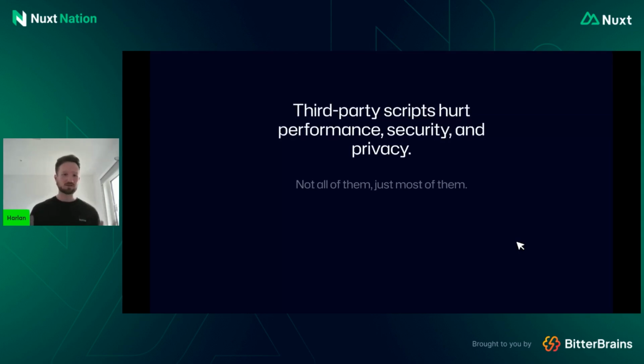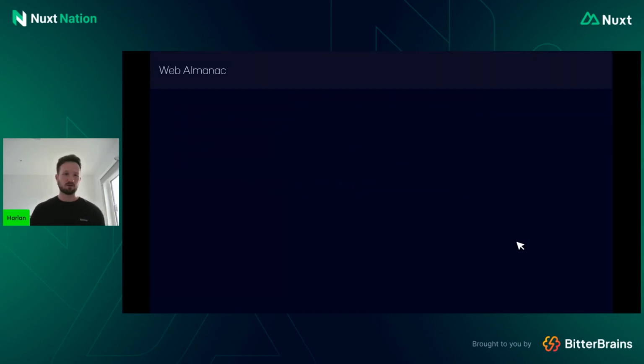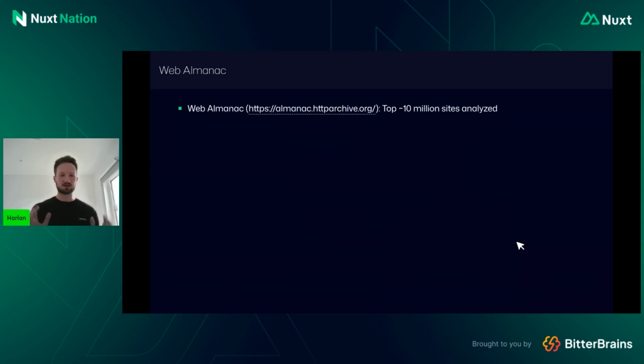So the thesis for Nuxt Scripts is that third-party scripts are inherently bad, and there's not too much we can do about them. They're usually out of our control, yet we need to add them to the website. And not all third parties are bad, just most of them. So to look at what's going on and what's bad about them, we're going to look at data from the Web Almanac. This is a data set and a set of insights pulled from the top 10 million sites.